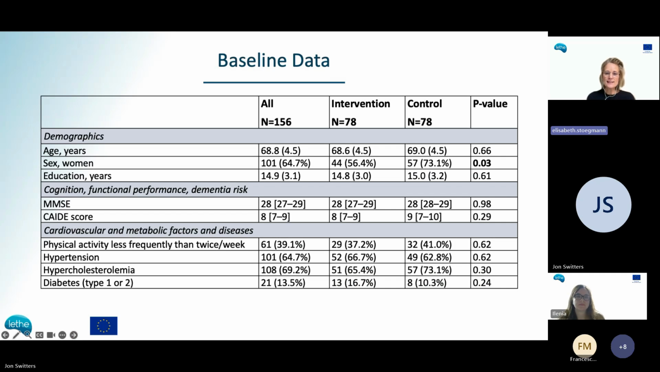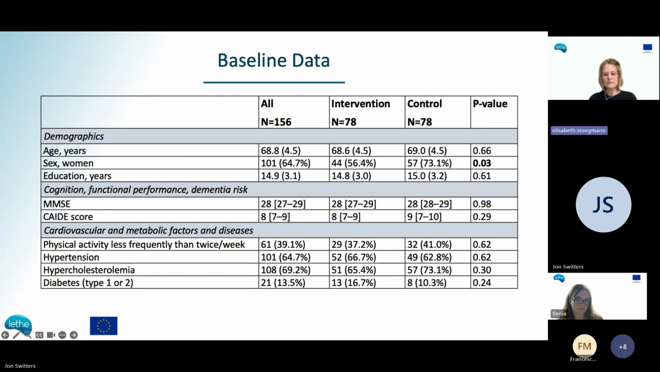Here you can see the baseline data. So, first results, which we already have published in the last months in the Alzheimer's Research and Therapy Journal. The age is about 70 years in both groups, and we can see a quite high proportion of females and of highly educated participants. As you can see in the Mini-Mental State Examination, a score of 28 out of 30 indicates a quite good cognitive status, so no significant cognitive impairment, but at the same time we have a higher CAIDE score indicating a higher dementia risk.